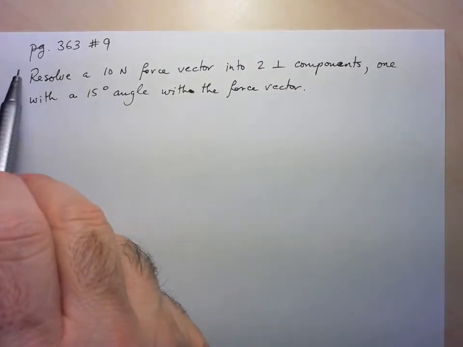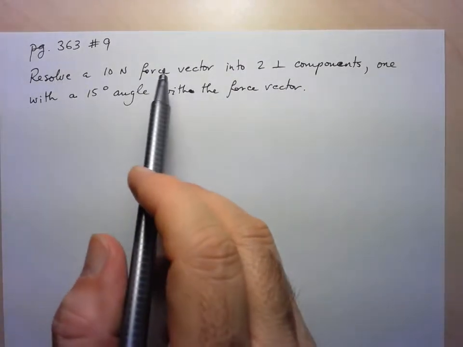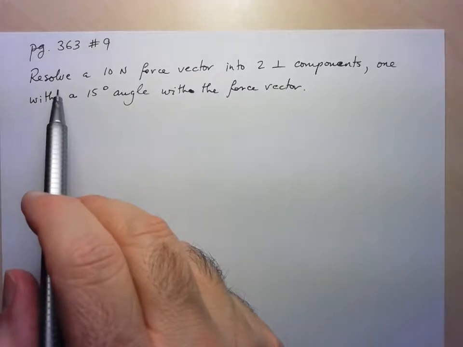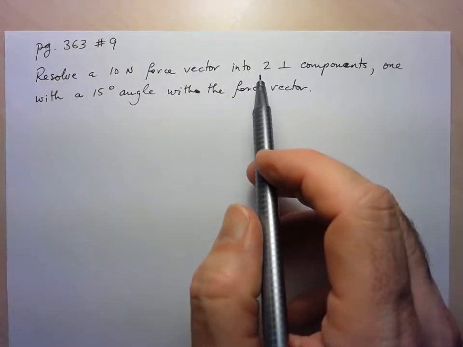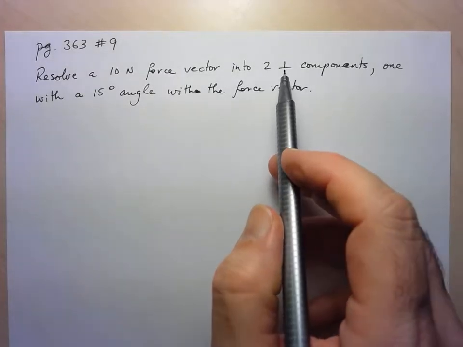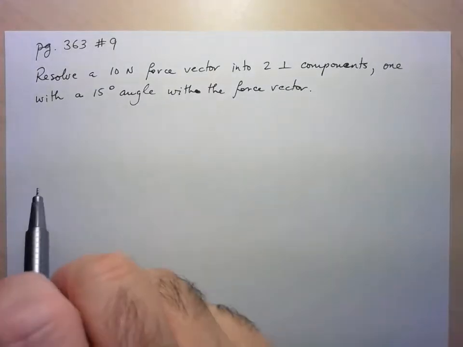So this word resolve here, when we resolve a vector, essentially what we're doing is we're representing it as the sum of two other vectors. Okay, and in this case, they want us to represent it as a sum of perpendicular vectors, and each of those are called components.